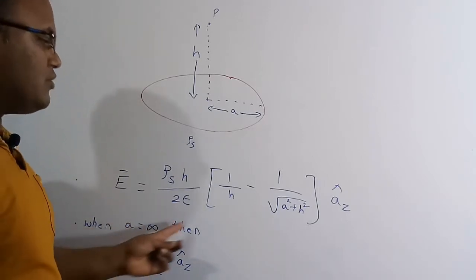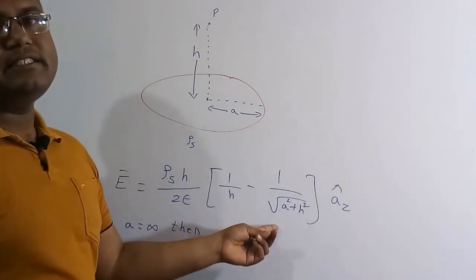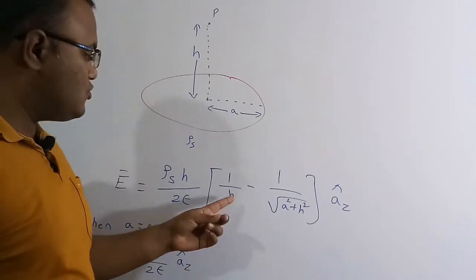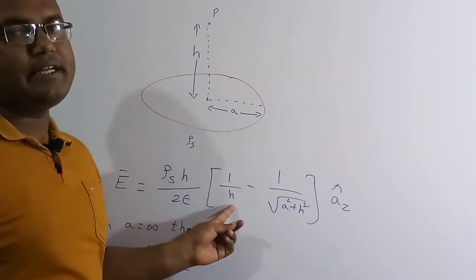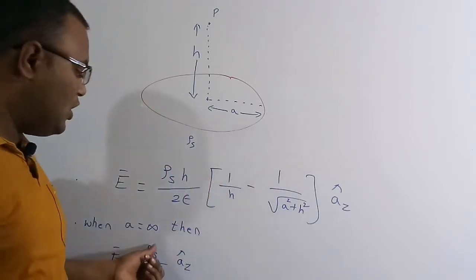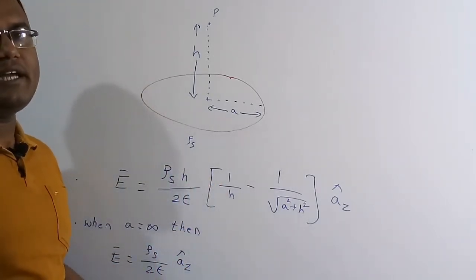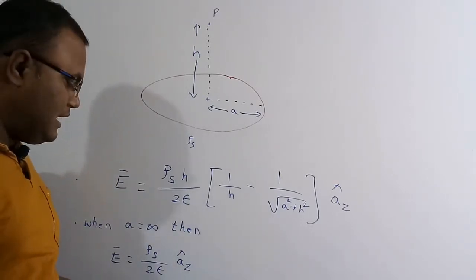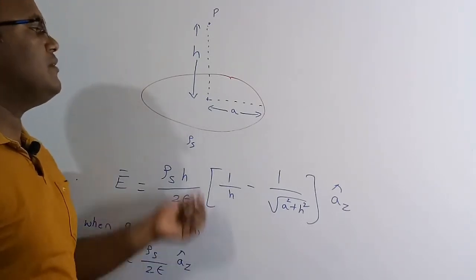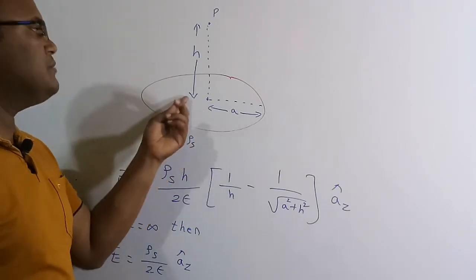If you substitute a equal to infinity here, 1 by infinity is 0. So this is the only term which is going to remain, and the other gets cancelled. Finally we get rho s by 2 epsilon into az cap. If you see clearly here, this electric field expression is independent of the distance from the center of the disk, so it is independent of h.